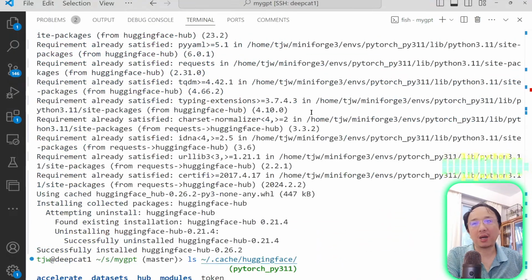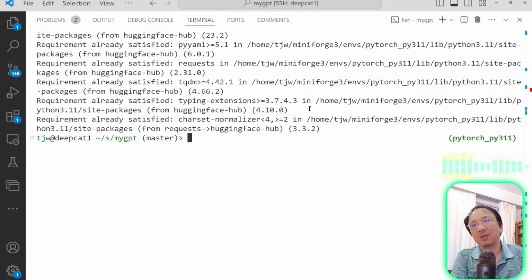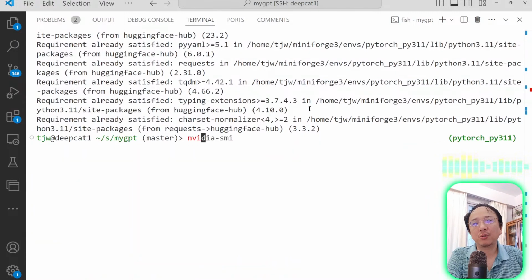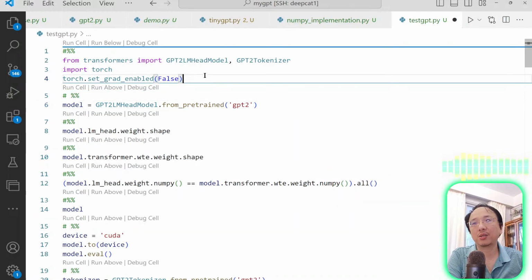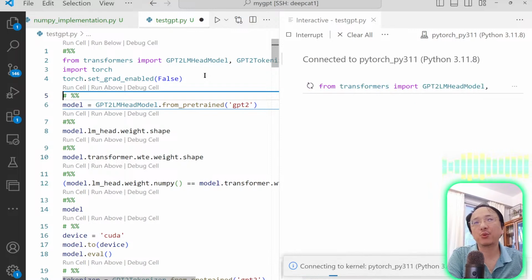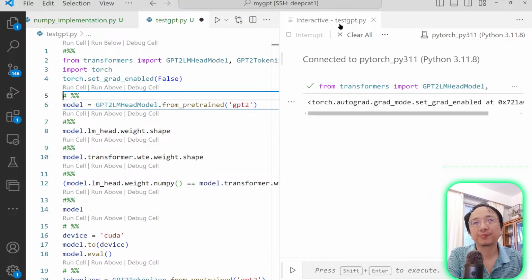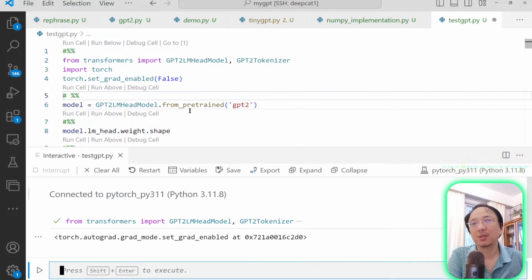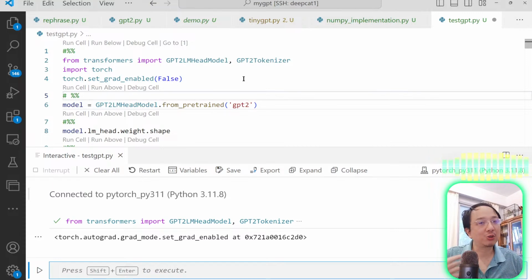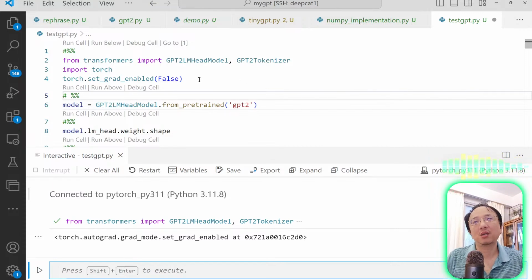Let me first check my GPU usage. Okay, it's good. Let me start with it here. So first, I'm using transformers from Hugging Face to run our models. You can see that I import the transformers, and let me first try the GPT-2 model. I will try some newer models later, but let me first try GPT-2.